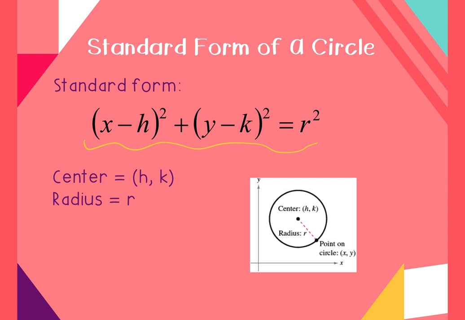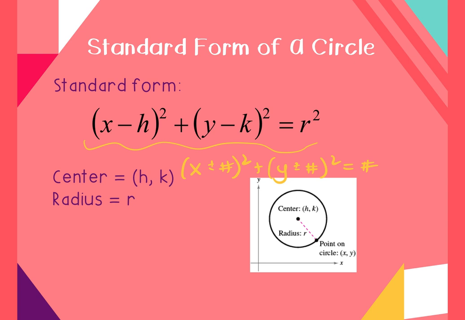So if it gives you information about a circle and it says write the standard form, it will eventually look something like this: x plus or minus a number squared plus y plus or minus a number squared equals a number. So those are the spots that you will fill in. You'll fill back in the h, k, and the r.